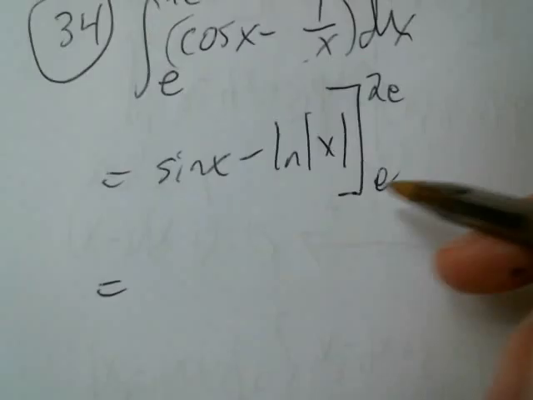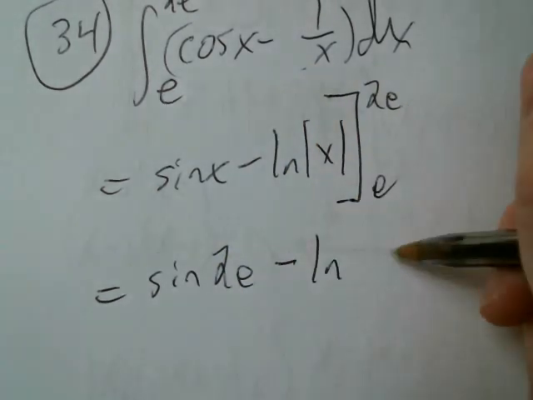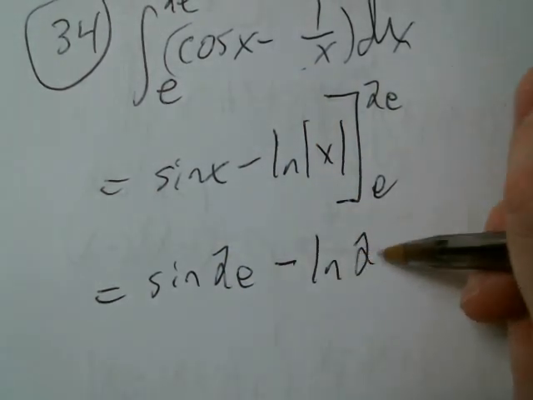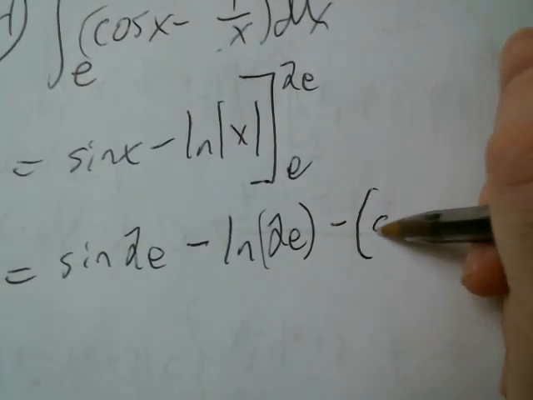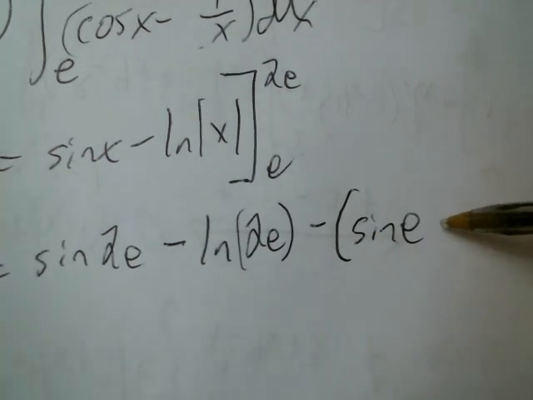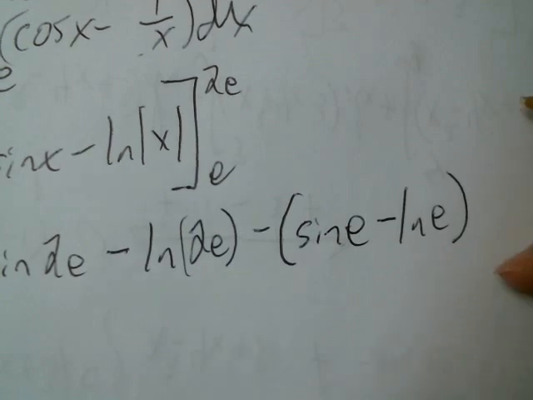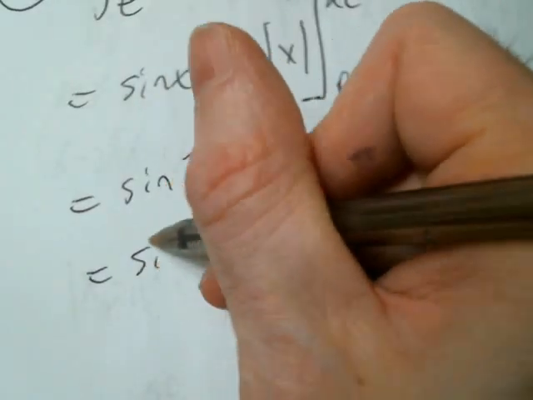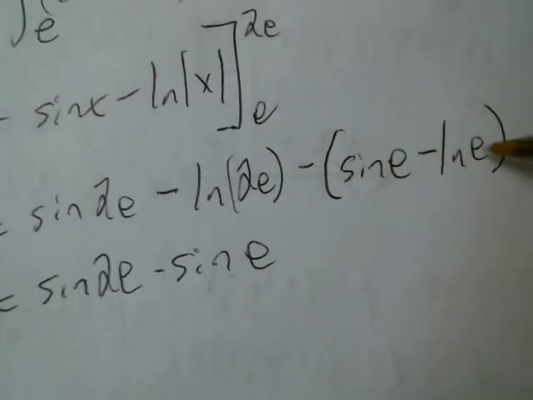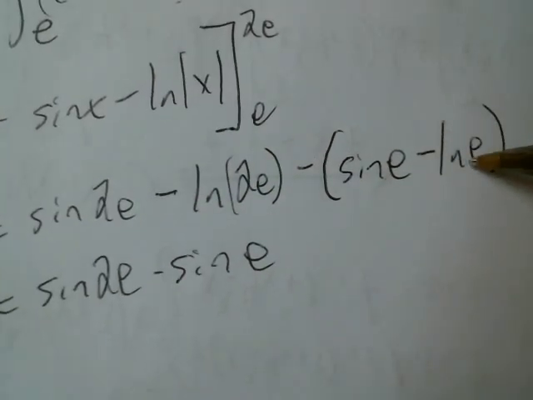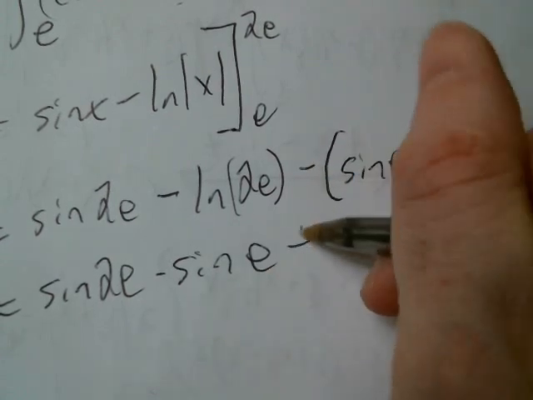Okay. So sine of 2e, I can't really simplify that. That is what it is. Minus ln of the absolute value of 2e is just 2e, so it's ln of 2e. And then minus sine of e minus ln of e. Right? Okay. So not much I could do with the sine junk. Sine 2e minus sine e. This thing right here is 1. Okay, so at least I could rewrite that. It'll be negative, so plus 1.